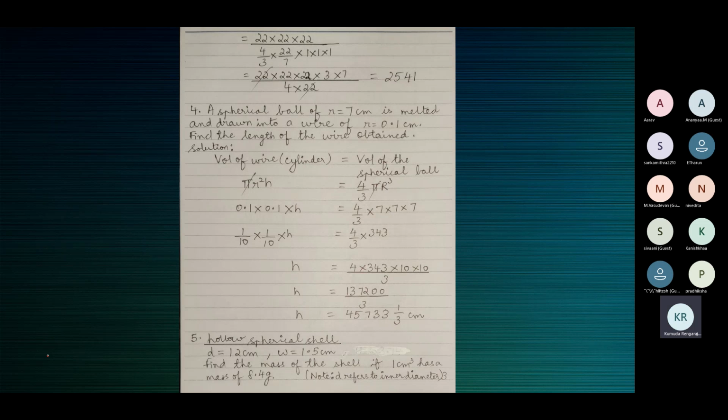So what's the value of small r? Internal diameter, so you will get the internal radius. What is the internal radius, small r? How much is that? The internal diameter is 12 centimeters, so the radius is 6 centimeters. What's the thickness of the wall?